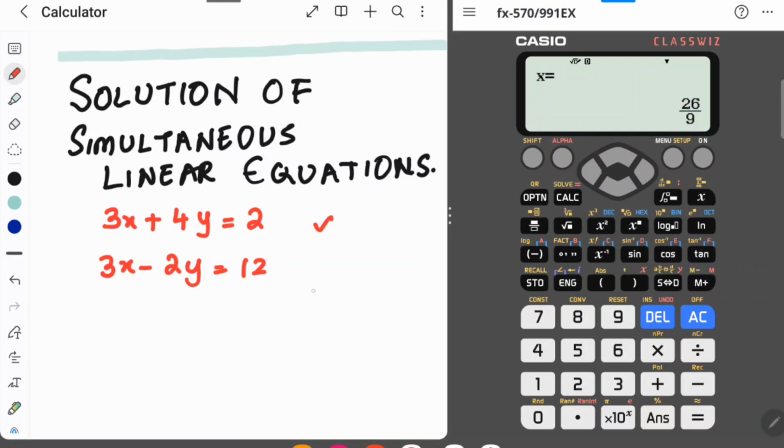You get the first answer. X is equals to 26 over 9. If you want in decimal places, then you press this SD button, and then equals. You get the other answer. Y is equals to minus 5 over 3, and in decimal places it is minus 1.666. If you want to go back to the normal, then you can reset the calculator, or you can press menu and then 1, go back to the calculation.